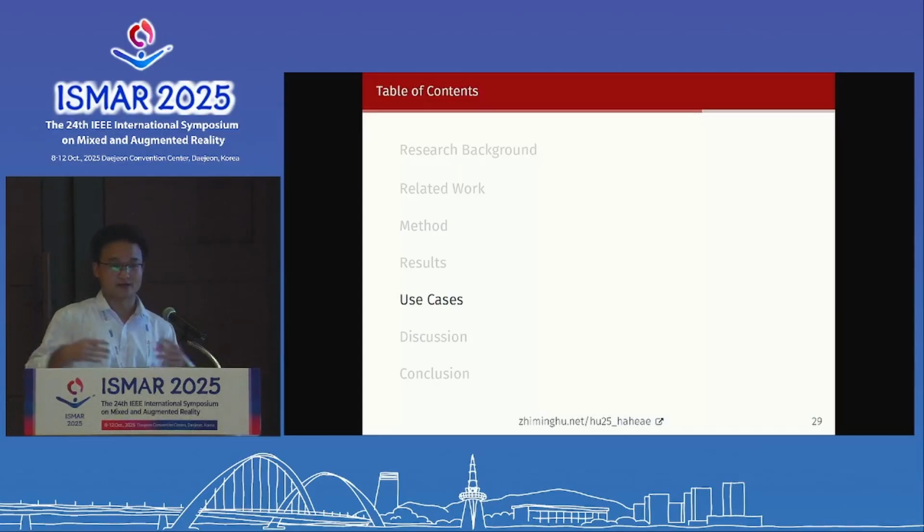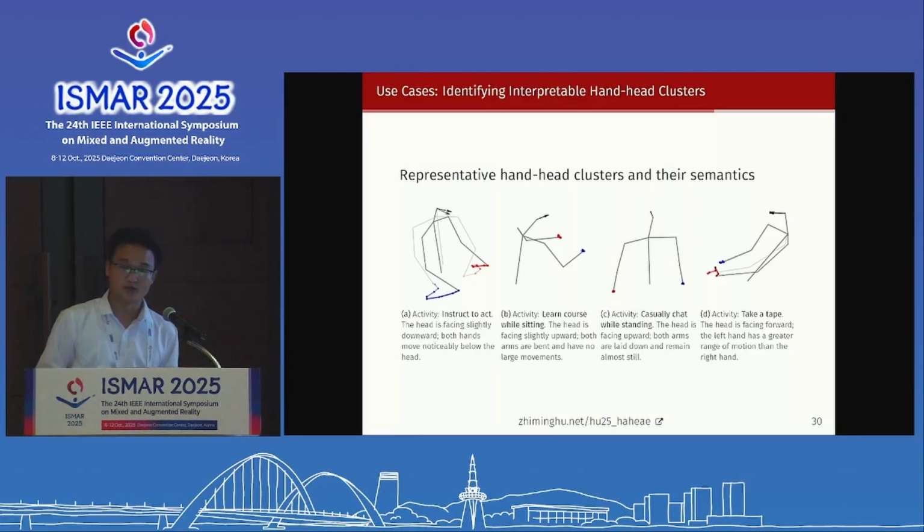Okay, so after we get a joint representation, the next part is, what can we do with this? So we show some use cases. The first is that we could identify interpretable hand-head clusters. What we do is that first we get the semantic representation from the hand and head signals, and then we do a clustering based on the representations. By doing so, we identify some very commonly occurring patterns in the XR environments.